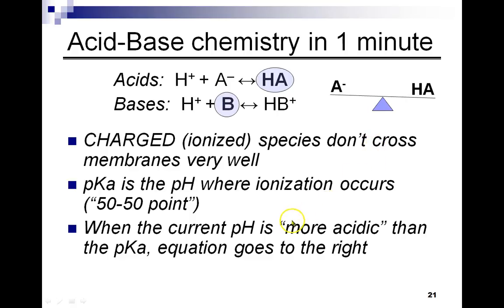Now, when the pH of the environment is more acidic than the pKa, I like to think that there's an excess of hydrogen ions and it pushes the equation to the right. When the current pH is more basic than the pKa, then I think of it as having a lack of hydrogen ions and the equation is pushed to the left. Let's see some examples of this.